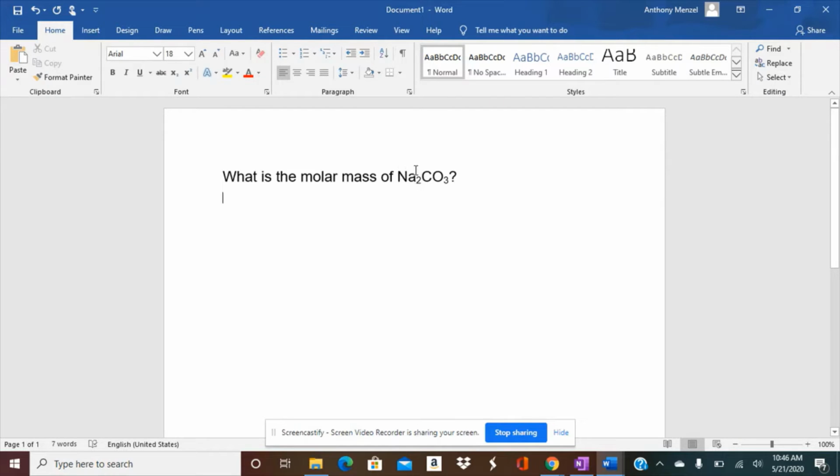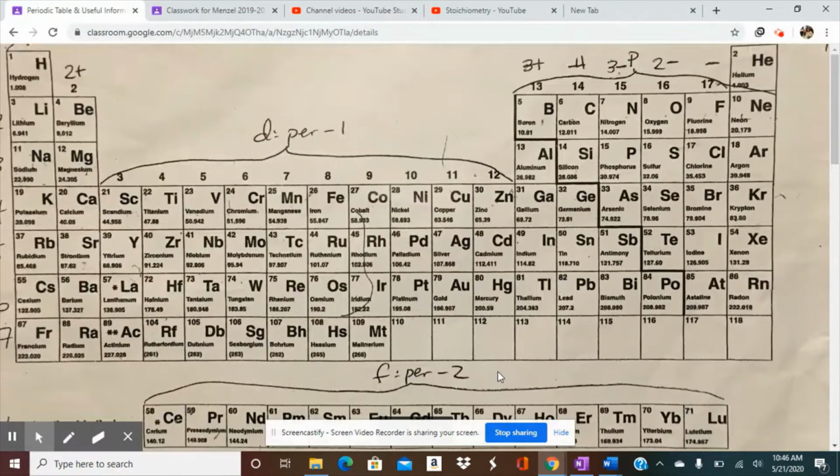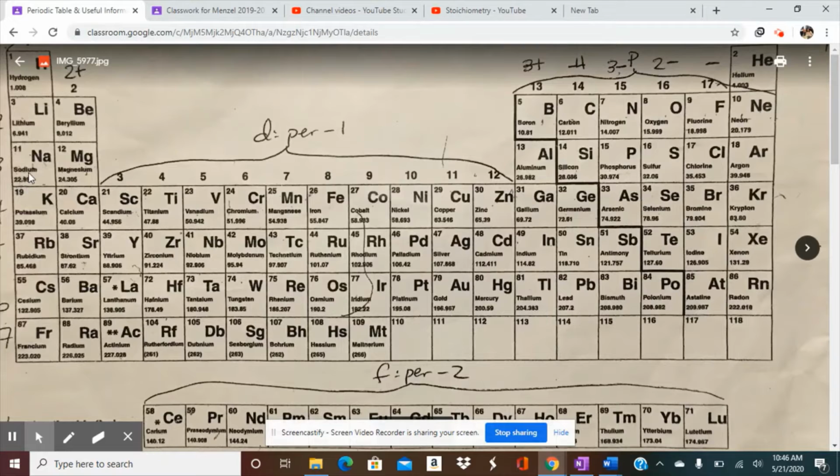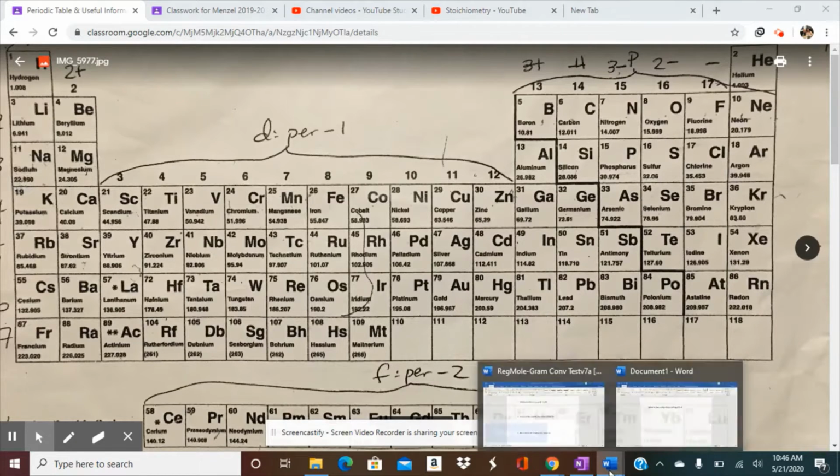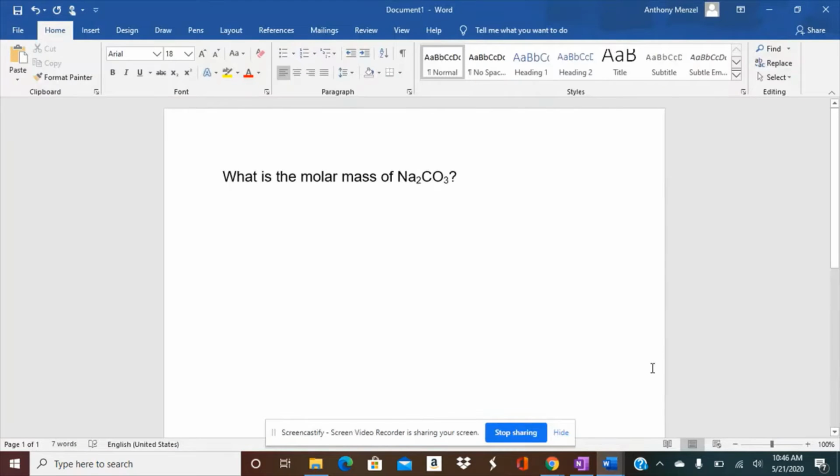Na2CO3. First, we have to find the molar mass of sodium from the periodic table. We see here it's 22.990. So we can go ahead and write down 22.990. Now, we have here how many sodiums.